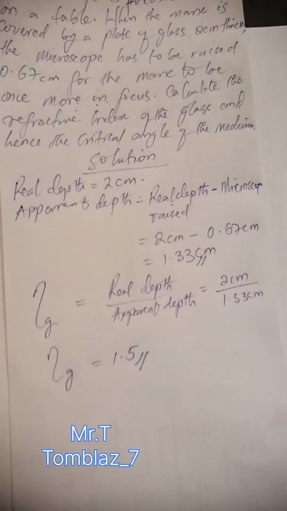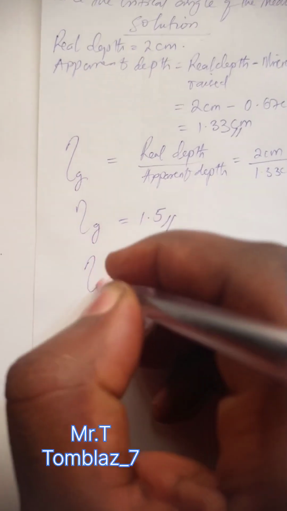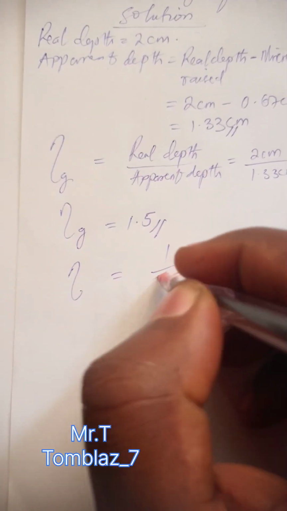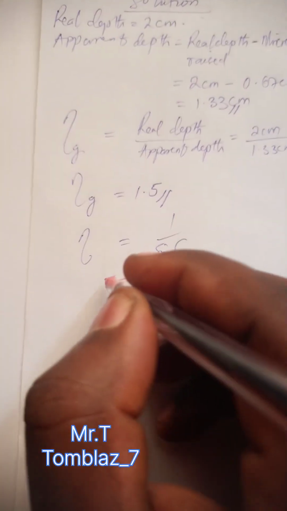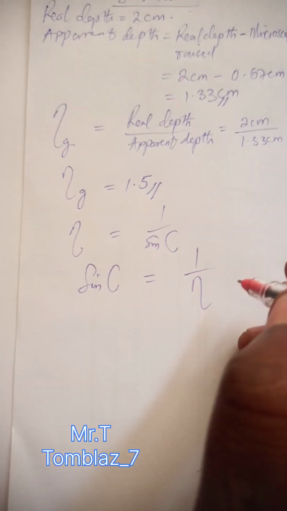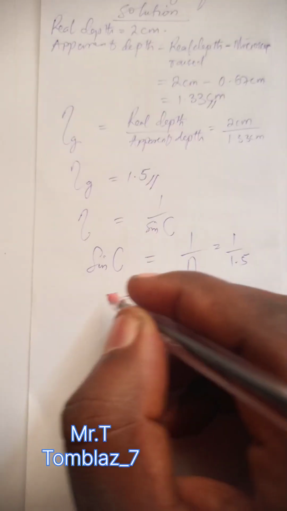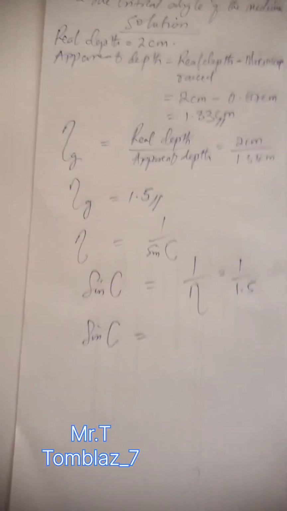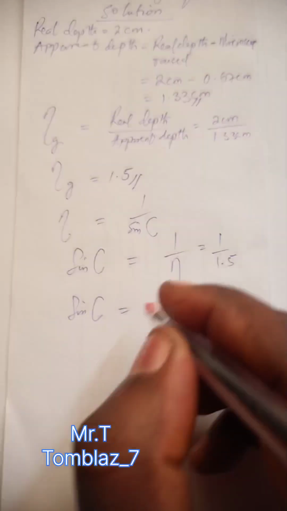And now the next aspect of the question said, hence we should calculate the critical angle of the medium. So we're going to be calculating the critical angle now. Now we should recall that refractive index is going to be 1 over sine critical angle, right? So if we make sine C the subject of the formula, we're going to be having sine C equals 1 over refractive index, and that is 1 over 1.5.